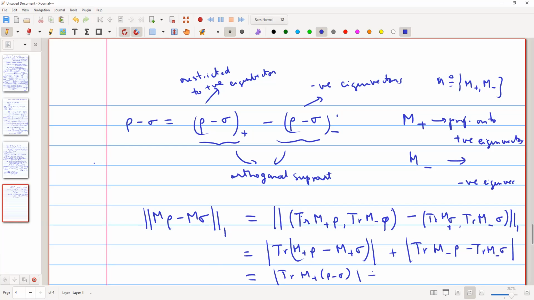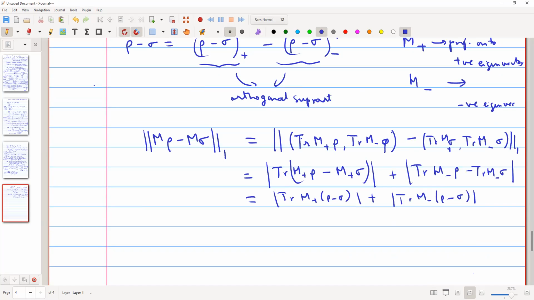Even now the mods are there. Trace of M minus, rho minus sigma. Right? But these two traces are the same. That's it. It also happens to be the sum of positive eigenvalues of rho minus sigma.